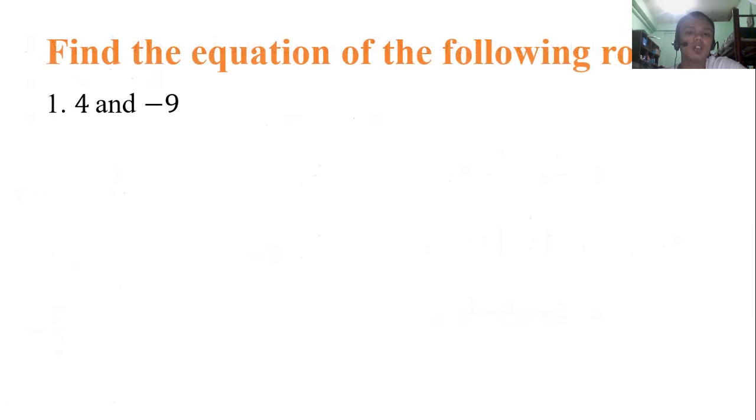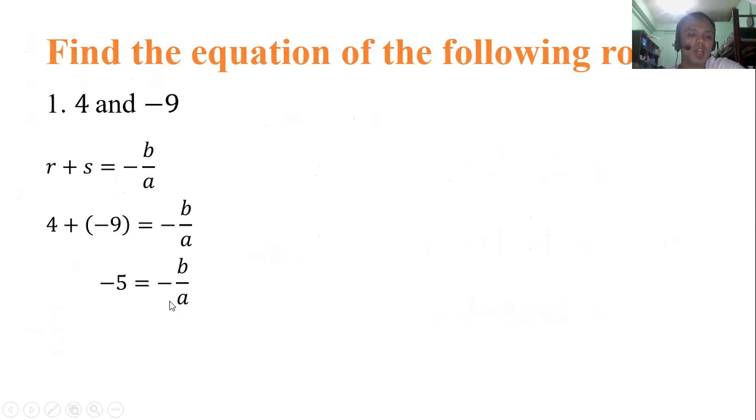Okay, exercise na tayo. Find the equation of the following roots. So we have 4 and negative 9. This time, I will use the sum and the product of the roots. Okay? Add ko to. 4 plus negative 9, that would be equal to negative 5. Then multiply ko both sides by negative 1. Negative 1 times negative 5 is 5.